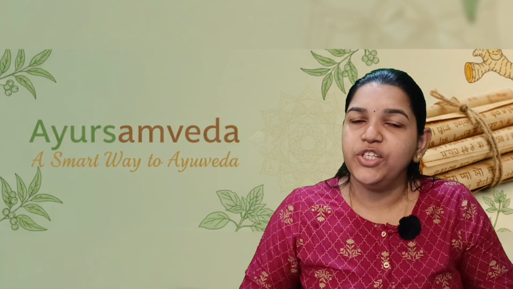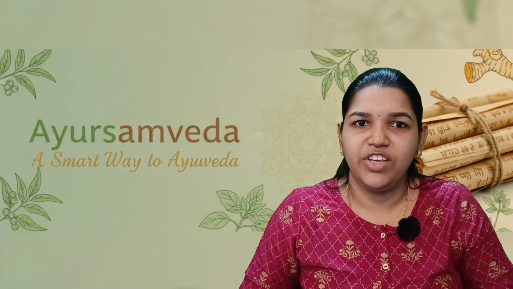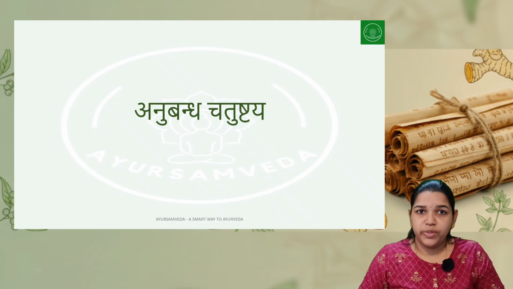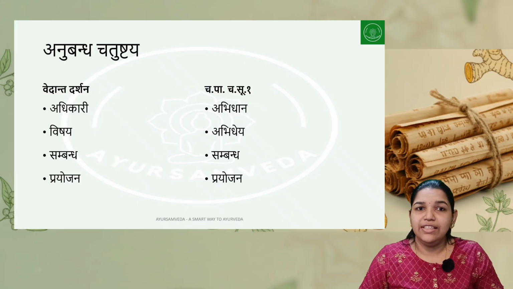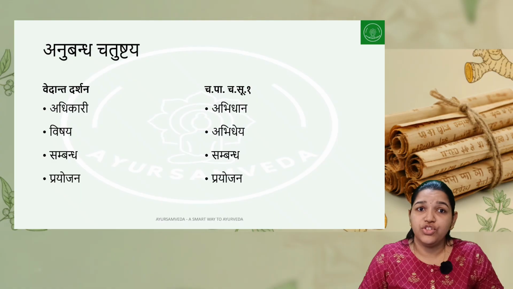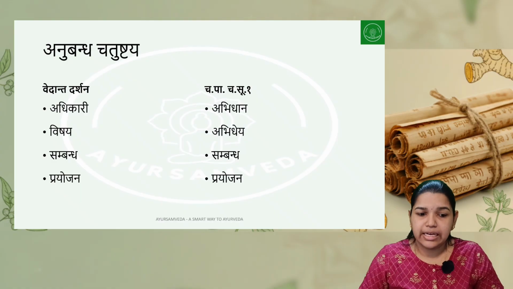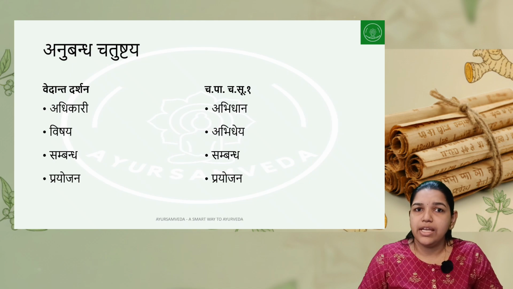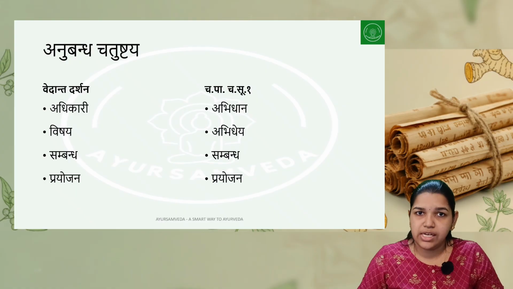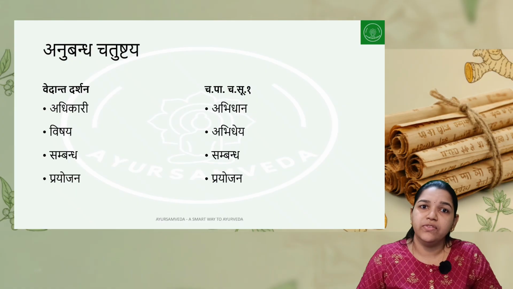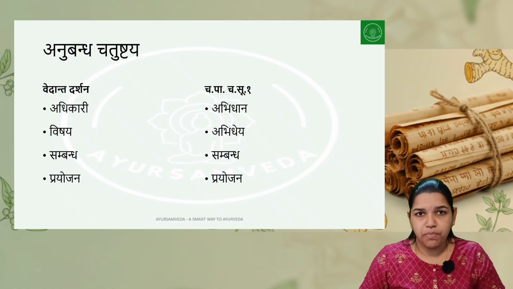We have started with the topics of Introduction to Samhita. If you have not watched those videos, please do check it out from our YouTube channel Ayurveda. We have started with the topic of Anubandha chatushtaya. We have seen that in the Vedanta Darshana, the four factors told as Anubandha chatushtaya are Adhikari, Vishaya, Sambandha and Prayojana. As per Chakrapani Tika of Charaka Samhita, it has been explained as Abhidana, Abhideya, Sambandha and Prayojana. In the previous video, we have seen the qualities of Adhikari or Abhidana, that is the person who is capable of studying a Shastra. In today's video, we will be discussing the properties of Vishaya, Sambandha and Prayojana.